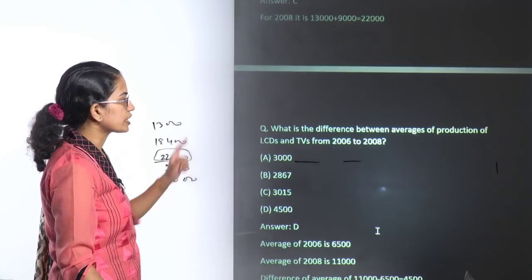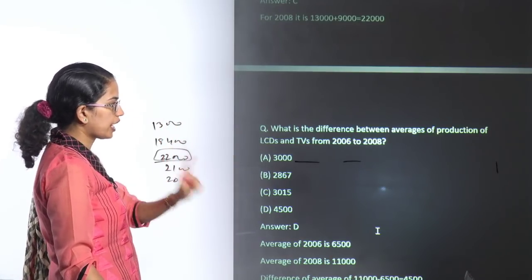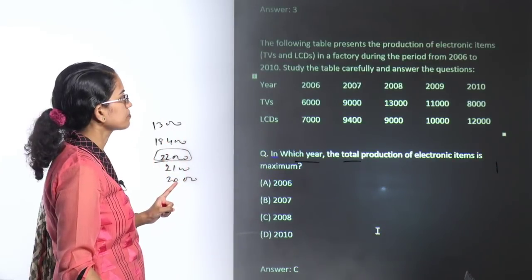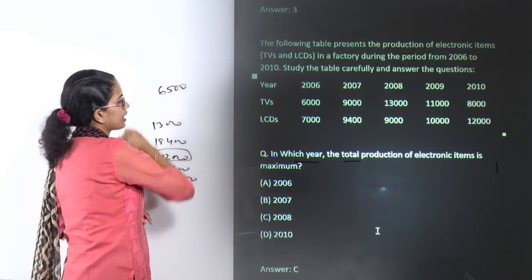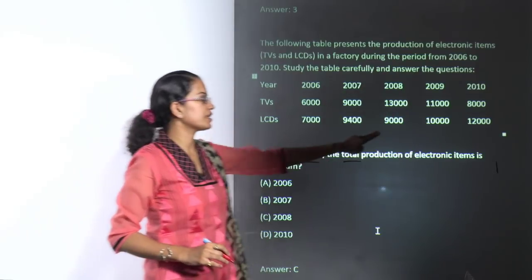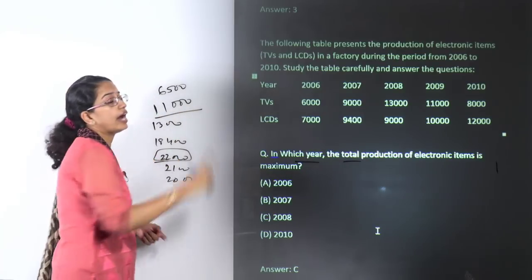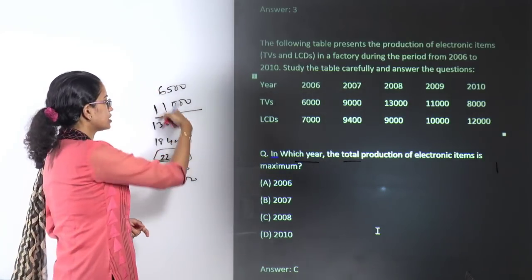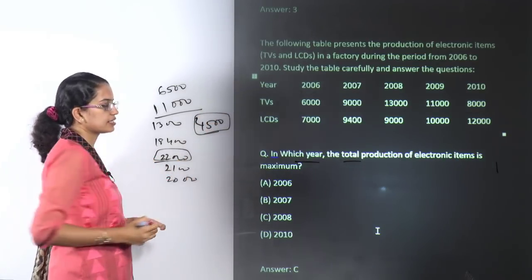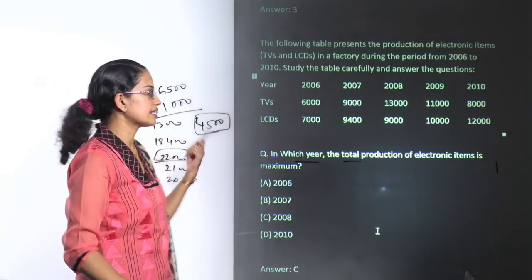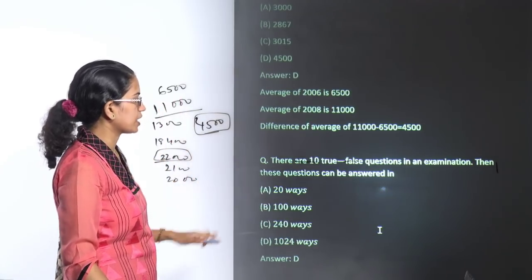The next question says, what is the difference between the average of production of TVs and LCDs from 2006 to 8, and I have to find the difference between the averages. So let's find out the average for 2006. It's 6,000 and 7,000, so the average is 6,500. For 2008, the average of 13,000 and 9,000 is 11,000. Now I have to find out the difference of the averages. So the difference of the averages would be these two values, that would be 4,500. So my correct answer here would be 4,500. I understand that the choices that were given for this question were incorrect, and therefore you were confused. So that's the correct way of solving this question.